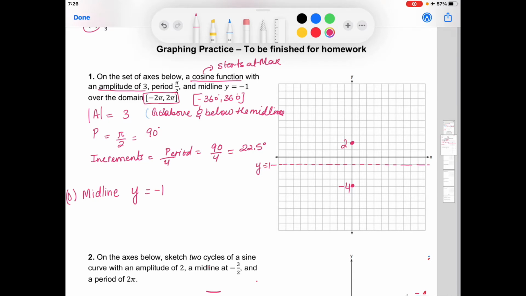Okay, so now I need to do my period. First of all, let's do 360. So I'm going to go by 2's, and that's my period. 90, 180, 270, and 360. And I have to do the same in the opposite direction also. Negative 90, negative 180 degrees, negative 270 degrees, and negative 360 degrees.